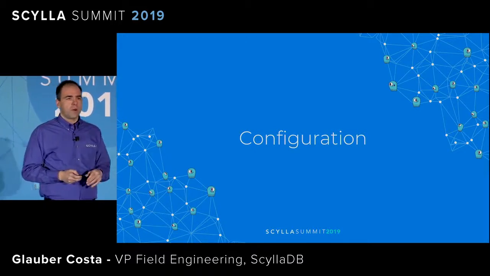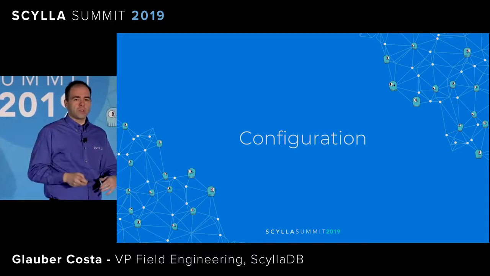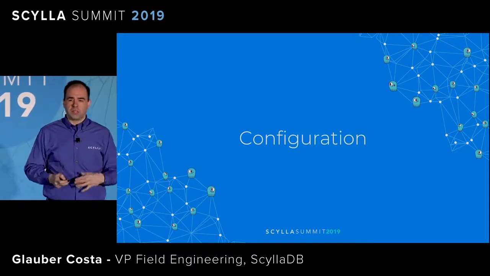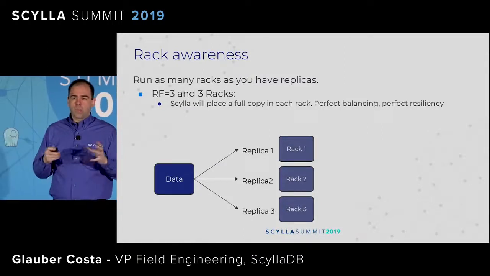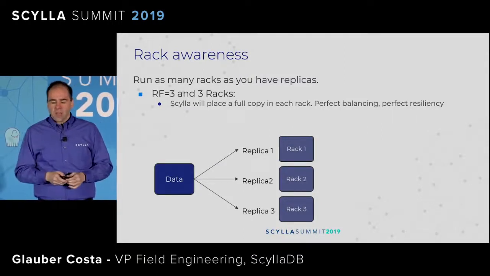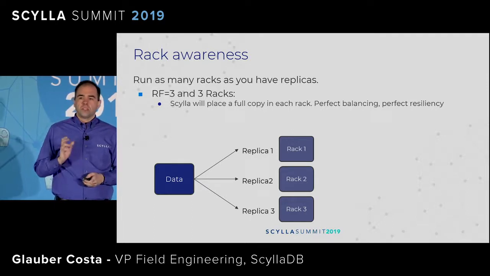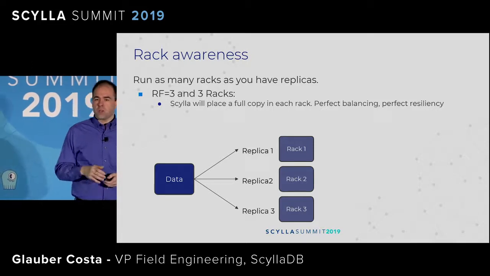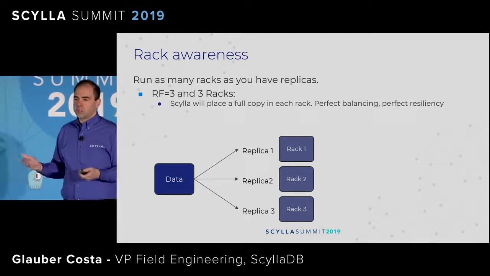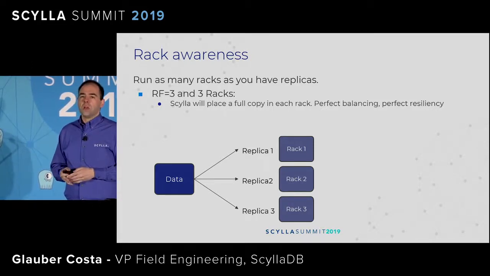So let's talk about racks first. I have my nodes, and they live in the same data center, but I want to take a look at how do I configure them? How do I place them in different racks? General advice: have as many racks as you have replicas. So if you're running on a replication factor of 3, which is the most common setup that we see, run it in 3 racks. Simple as that.